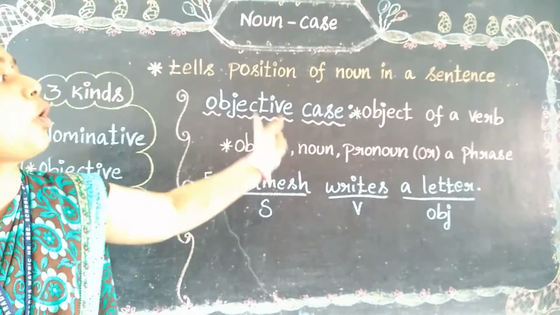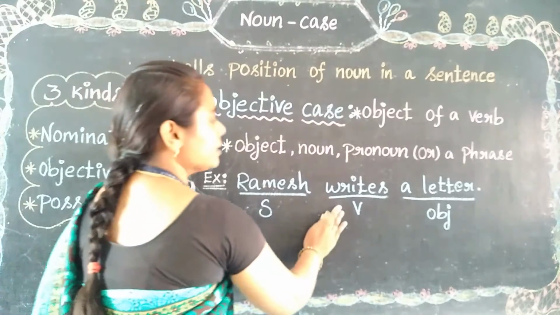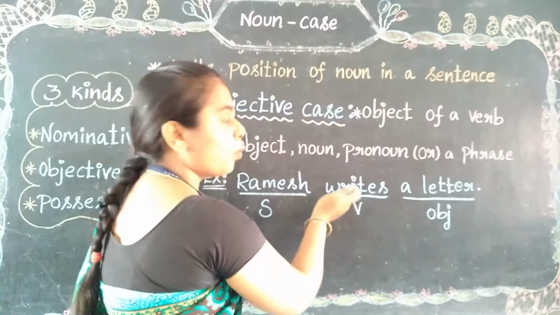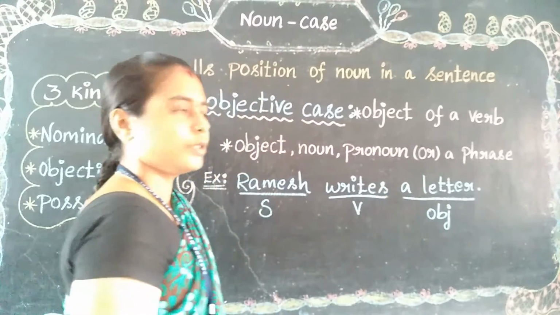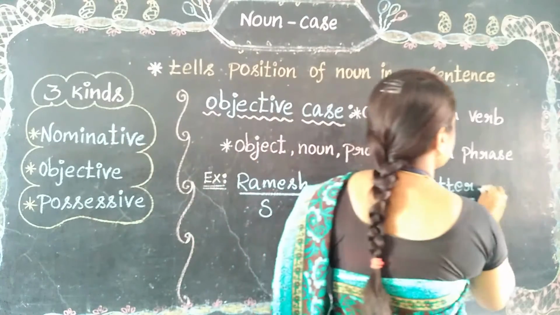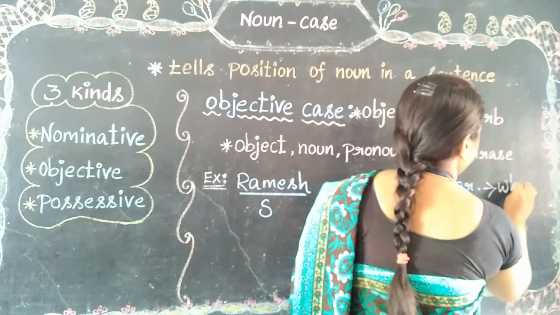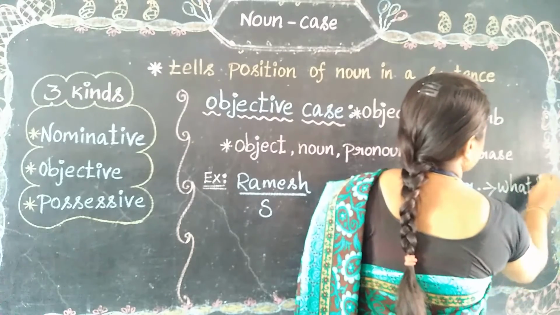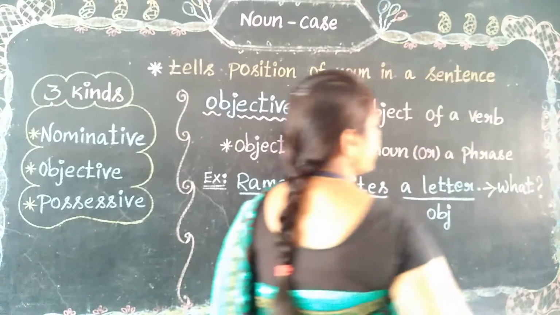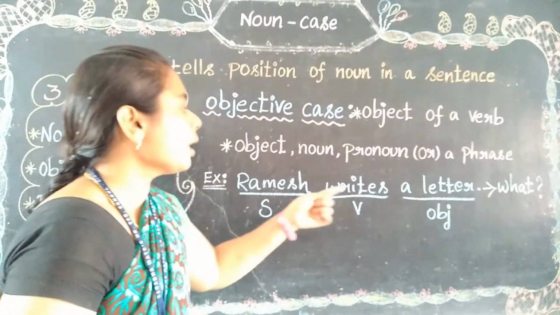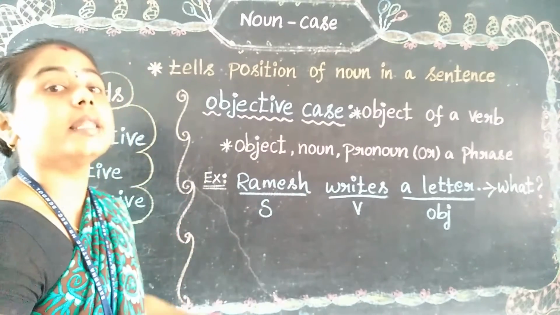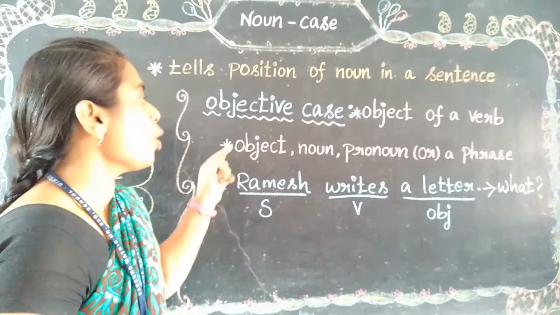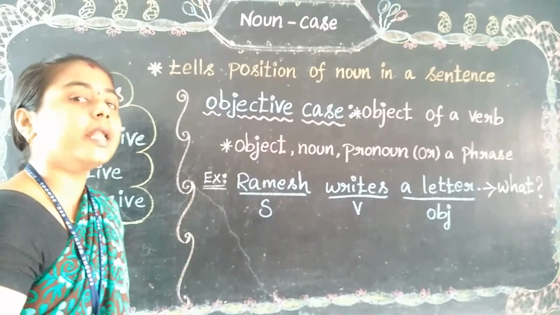See here, it is the object of your verb. What does he write? He writes a letter. So it is referring to what? It is raising the question what. So what does he write? He writes a letter. The answer is a letter. So a letter is in the objective case because it is an object.